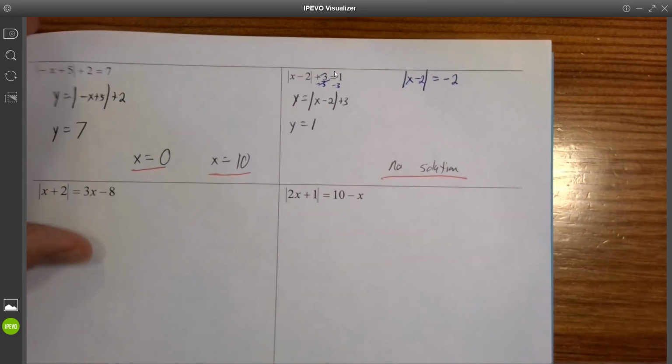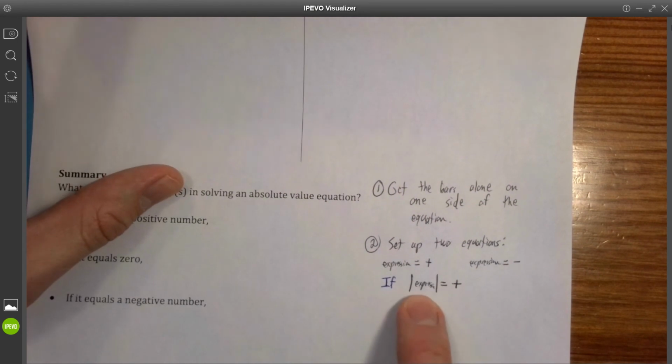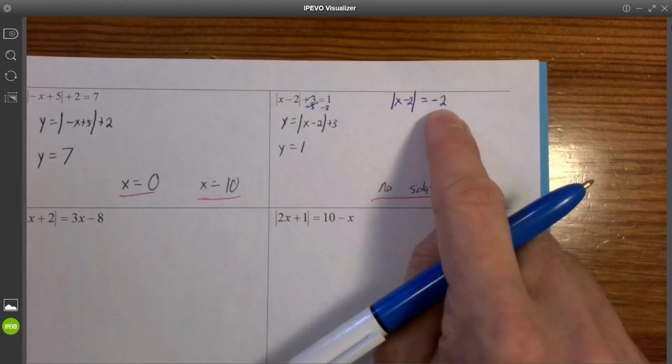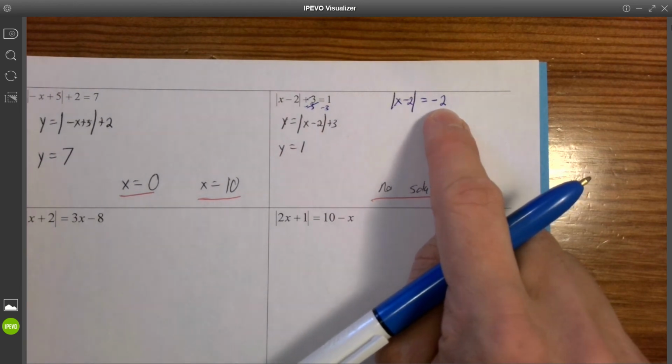And then, step 2 of my direction said, set up two equations only if the expression is equal to a positive. Well, it's equal to a negative. It's not even equal to a 0. And so here's the deal. Let's go back to the definition of absolute value.